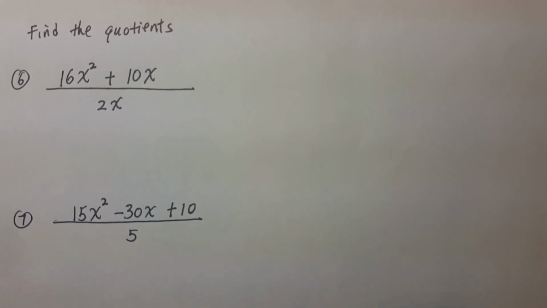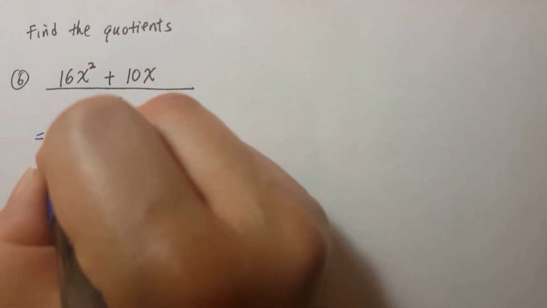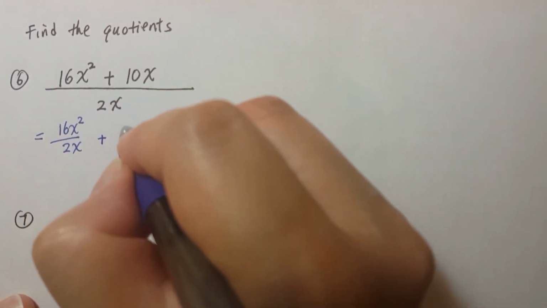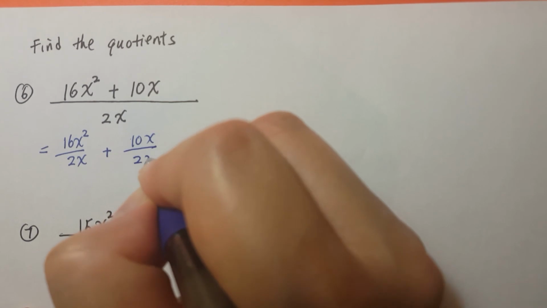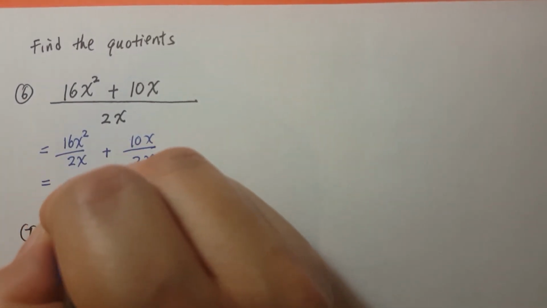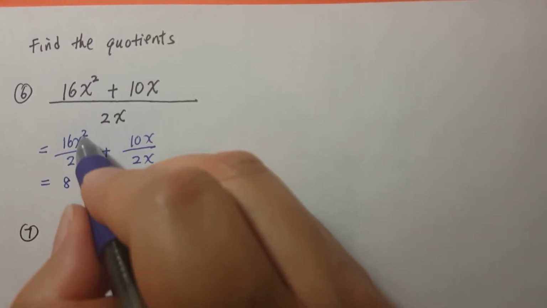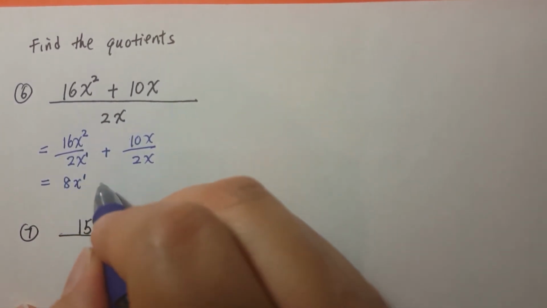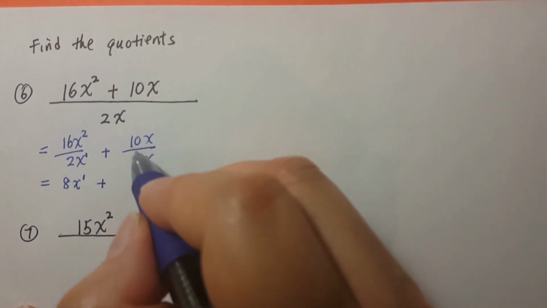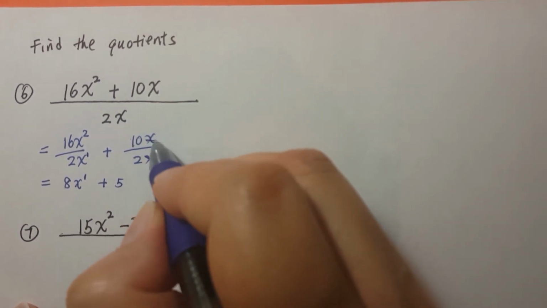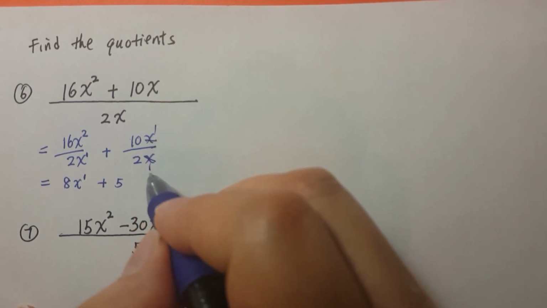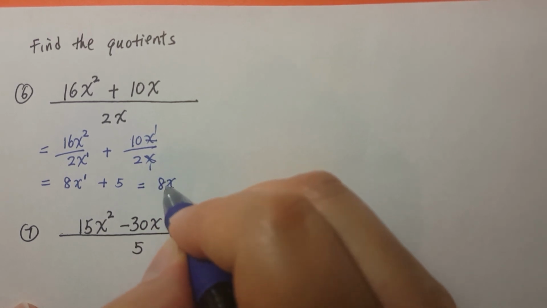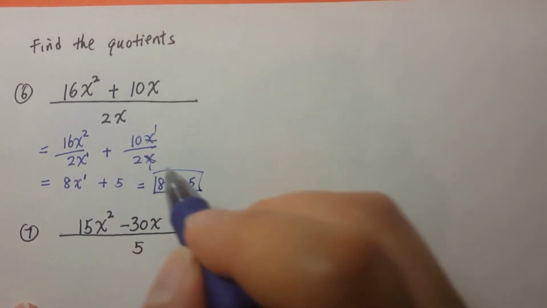Okay, you probably finished already, so let's do number 6. We're going to rewrite into 16x squared divided by 2x. In the middle is plus, and then we do 10x divided by 2x. Now, 16 divided by 2 is 8, and then we subtract the exponent. 2 minus 1 equals 1, so therefore you have 8x to the first power and plus. And then you get 10 divided by 2 is 5, x divided by x becomes 1, or 1 over 1. So 5 times 1 is 5. So now the final answer is 8x plus 5.